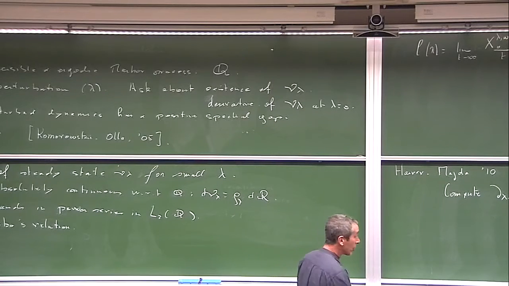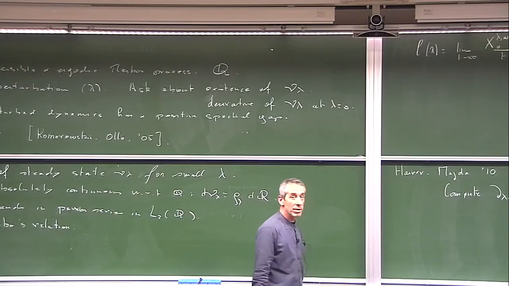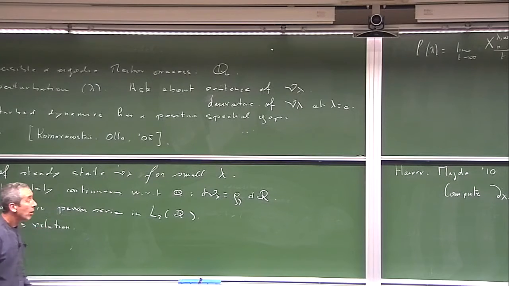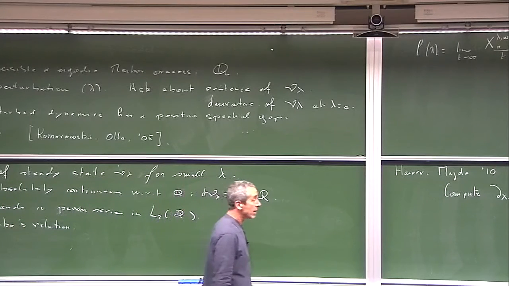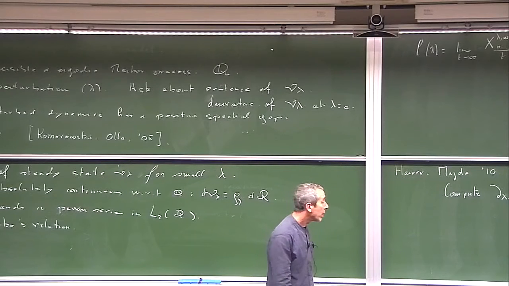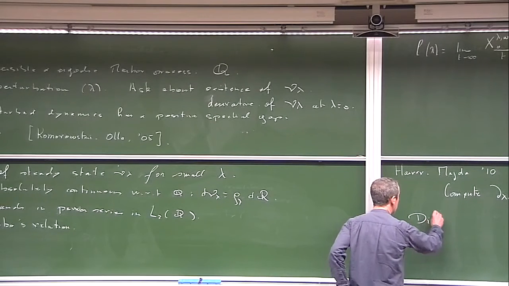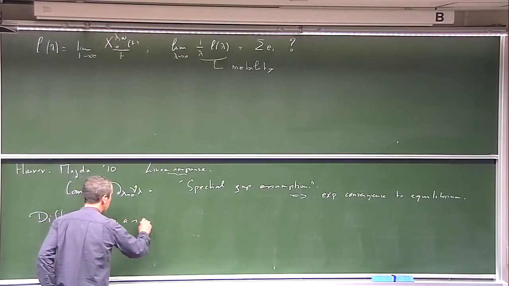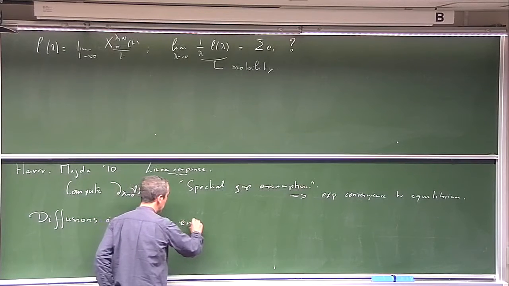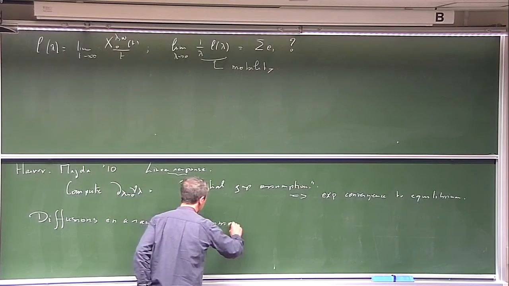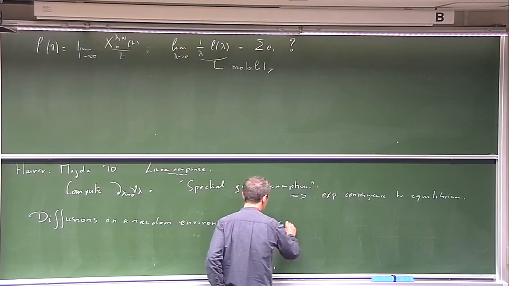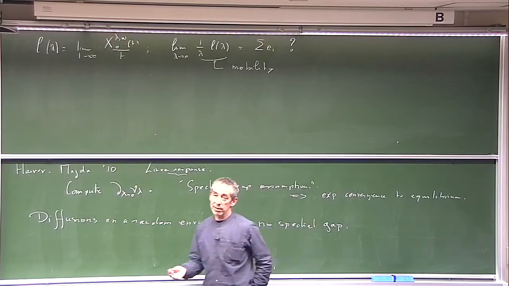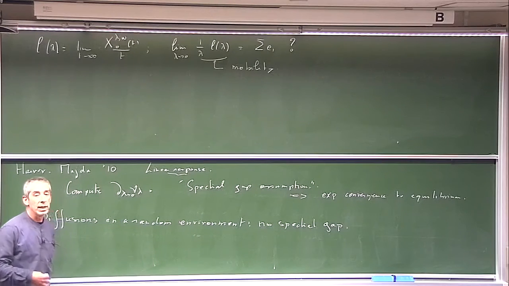So, unfortunately, these assumptions, either the one about the L2 spectral gap, or even the one in Hairer and Majda, are not satisfied for diffusions in a random environment. So if we go to diffusions in a random environment, then we have no spectral gap, except in one situation when the environment is periodic.